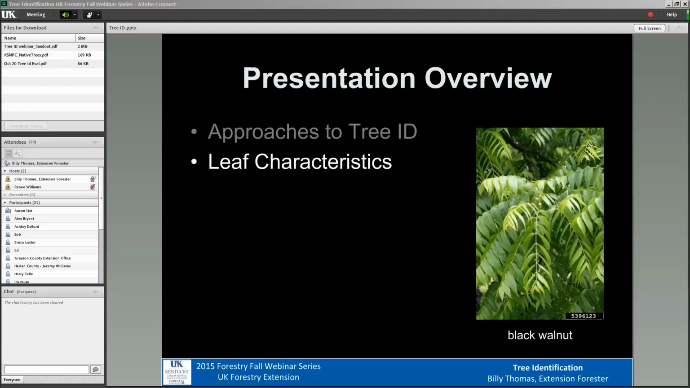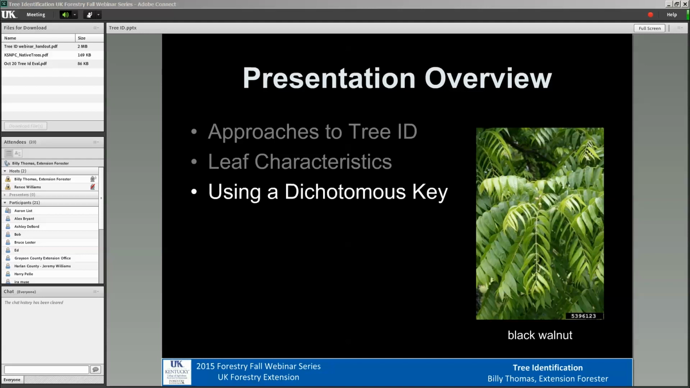We'll spend a bit of time talking about leaf characteristics, because that's going to be the way we're going to be able to tell one tree from another, or the unique characteristics that each individual tree has. And as you'll see, there are a number of different characteristics on every leaf that we can use to help identify it.